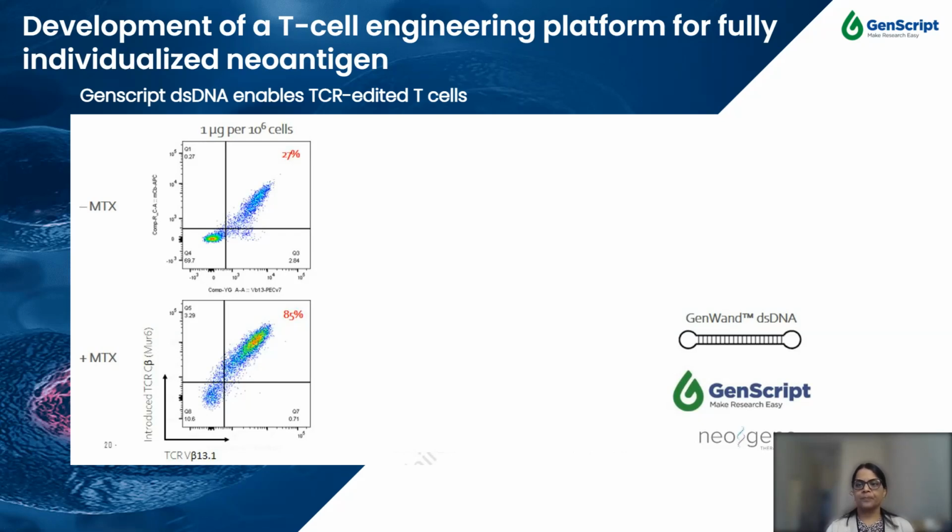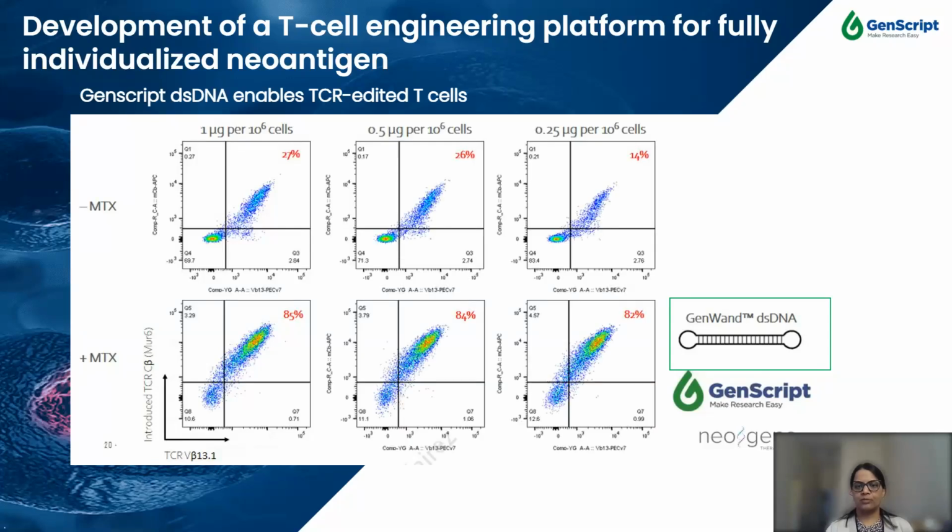However, to reduce the cell viability issue, the DNA dose was reduced to 0.25 microgram as shown in this graph, and at this reduced dose TCR editing efficiency remains 80% and the cell viability remains significantly higher. So GenScript dsDNA, which is close-ended, helped them to develop the TCR-T personalized cell therapy.